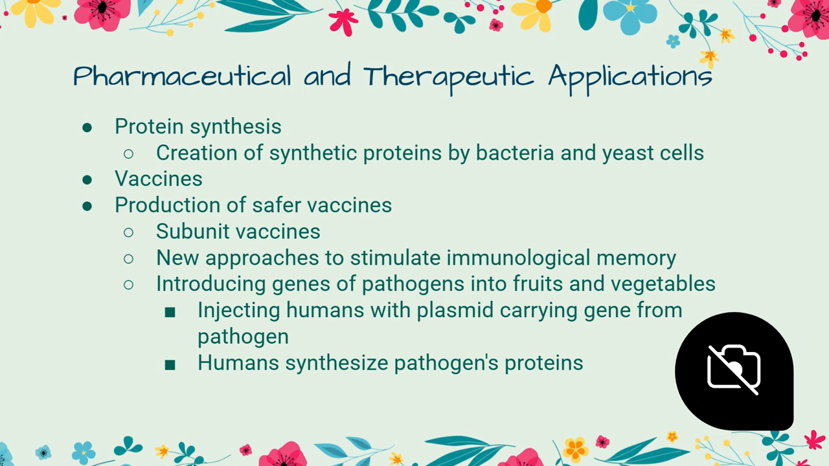So we can get subunit vaccines, which is a new approach to stimulate immunologic memory. This happens by introducing a gene of a pathogen into fruits and vegetables, or injecting humans with a plasmid carrying a gene from the pathogen. Then our bodies go and take that gene and synthesize pathogen proteins so our bodies can identify these proteins and fight against them when we get infected with this bacterium.